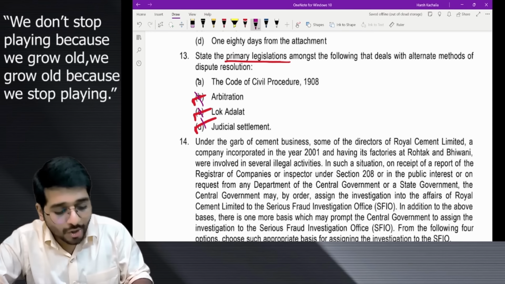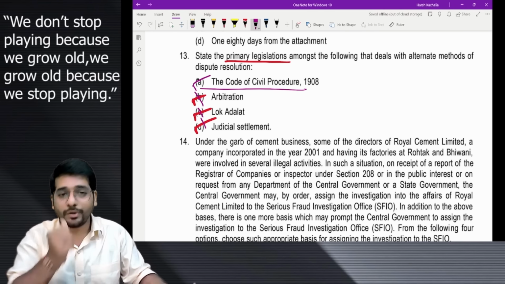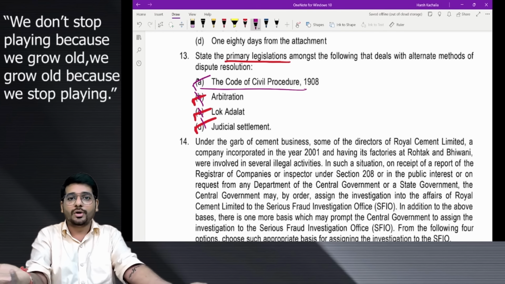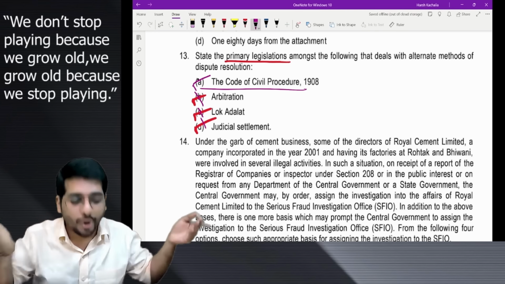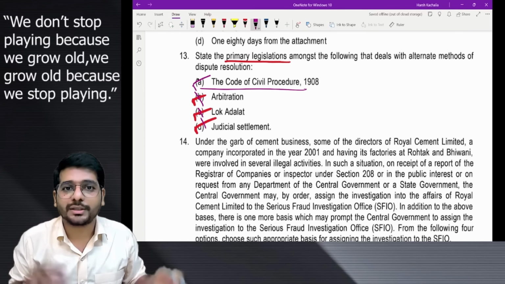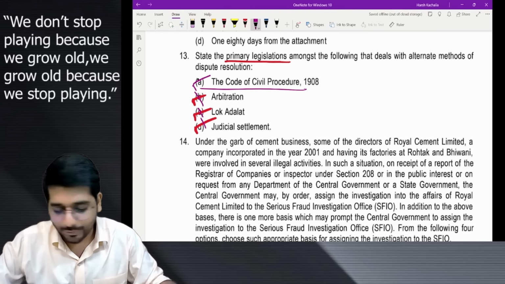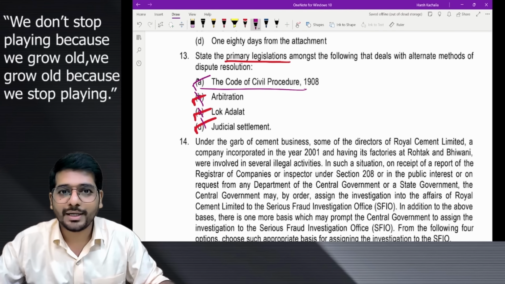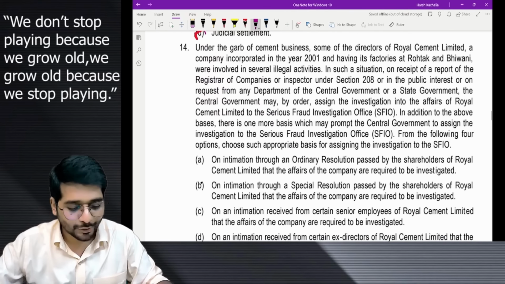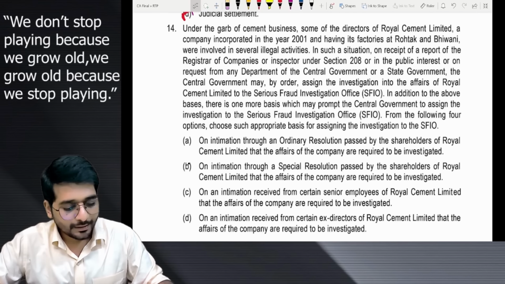Legislation is a law. This is a law. Only one option is there, which is a law. Question is asking, find out the law. Only one law is given in the option. There is no doubt over there where you can get confused. Am I right? Easiest of the lot till now.